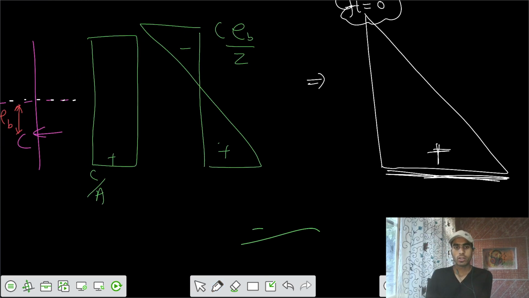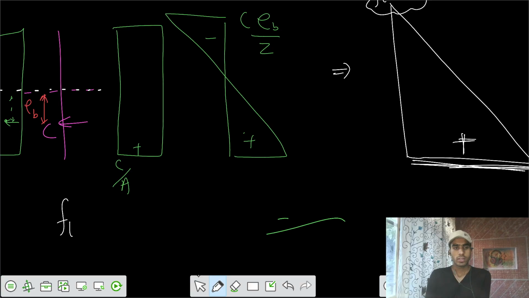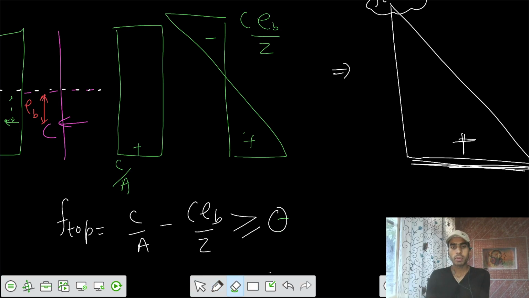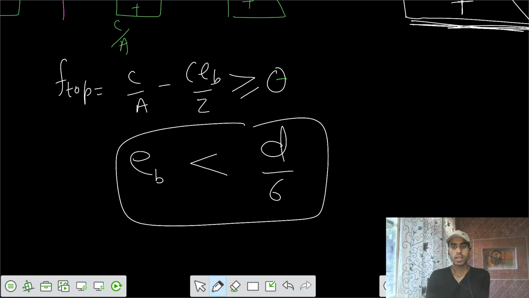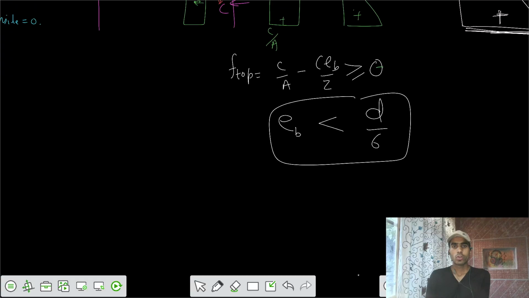And for that condition, I can say the stress at the top is equal to C by A positive and minus CEB by Z. And this should be either greater than 0 or equal to 0. It should not be less than 0. That means it should not be negative tensile. So once more I can say that EB should be less than D by 6. So for the symmetric rectangular section, I got two different limits.